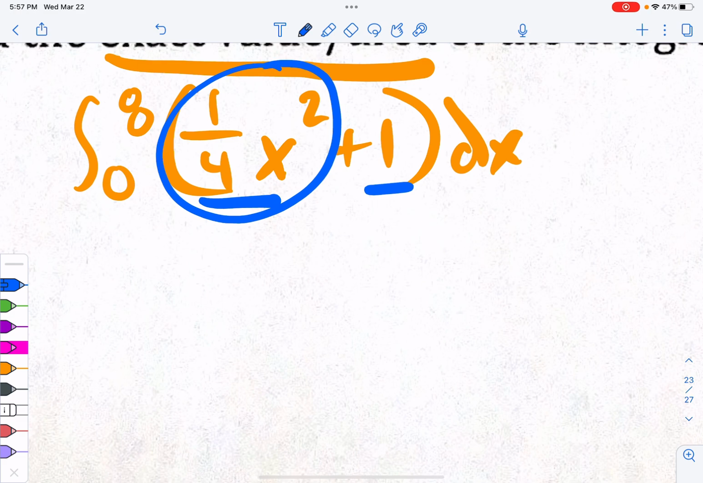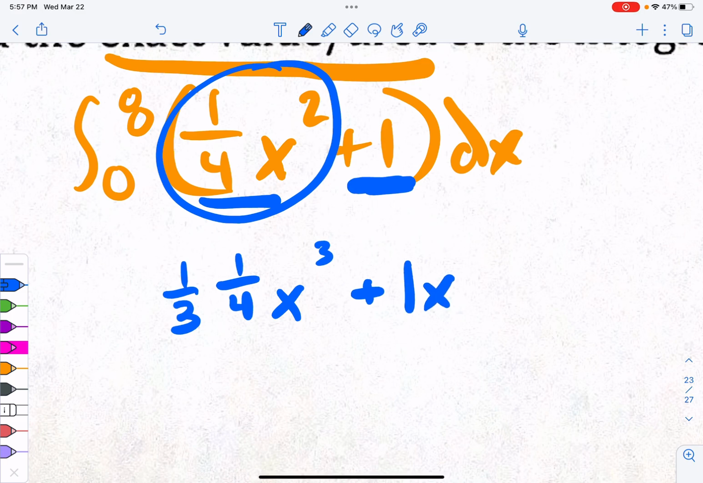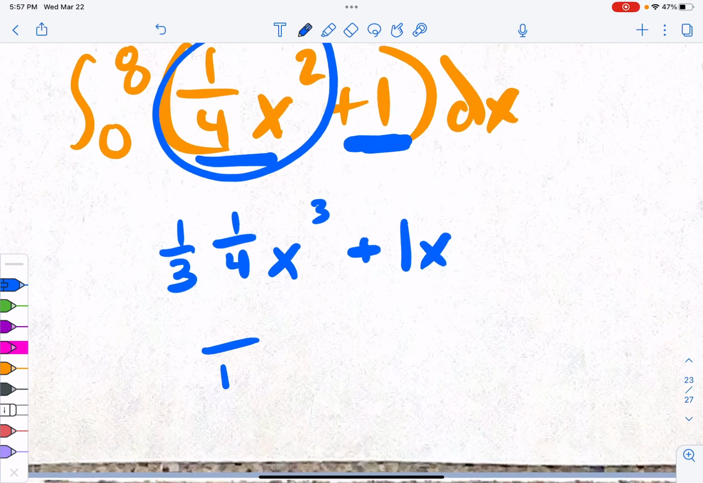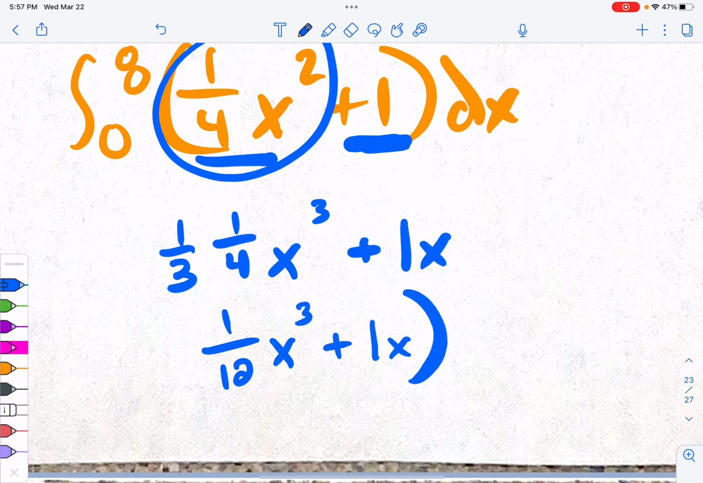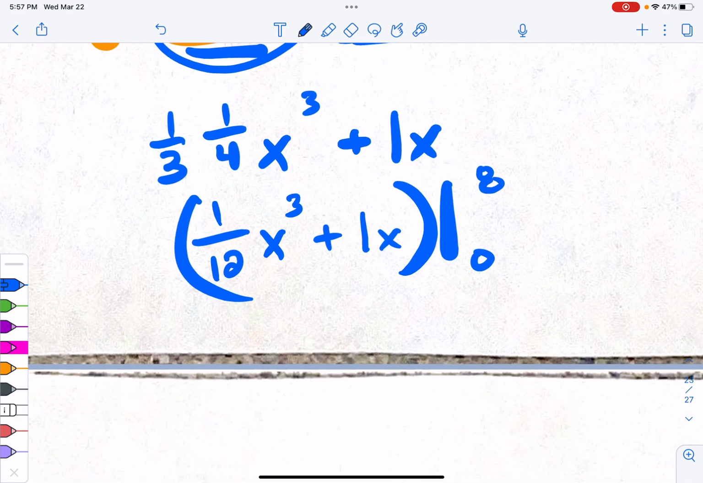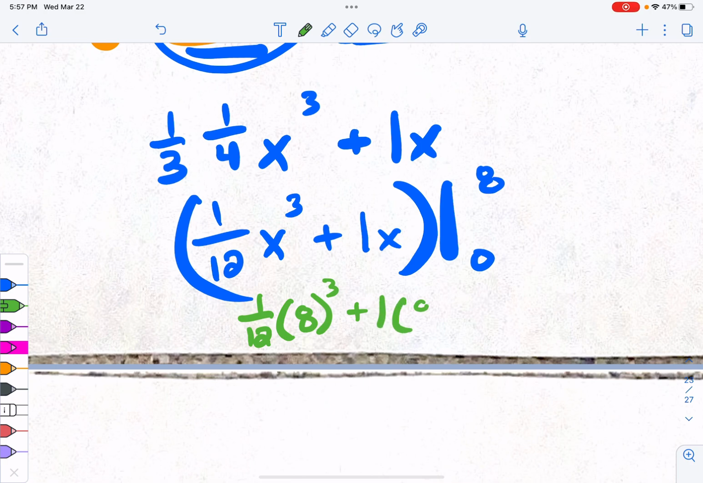So looking at just this part right here, the antiderivative of x squared would be 1/3 x to the 3rd power, except I have to remember that there's a 1/4 there, right? Plus the antiderivative of 1 is 1x, okay? So really the antiderivative is 1/12 x to the 3rd plus 1x. And now I'm going to plug in my 0 and my 8, okay? I don't have a calculator with me, so you guys are going to get this started, and then I'm going to have you fend for yourself. If I plug in 8, that's what I get there.